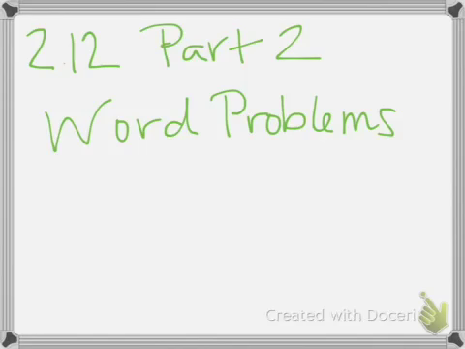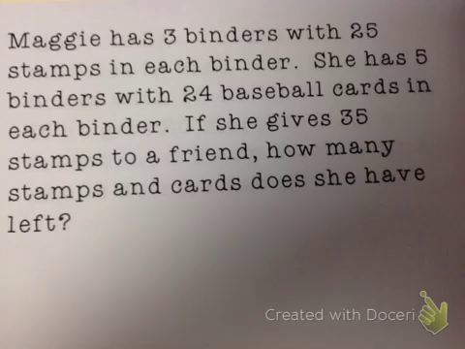So yesterday we worked on using the order of operations to help us solve a really long equation. Now we're going to use that knowledge to read a word problem and create our own large equation. For example, I have the word problem: Maggie has 3 binders with 25 stamps in each binder. She has 5 binders with 24 baseball cards in each binder. If she gives 35 stamps to a friend, how many stamps and cards does she have left?